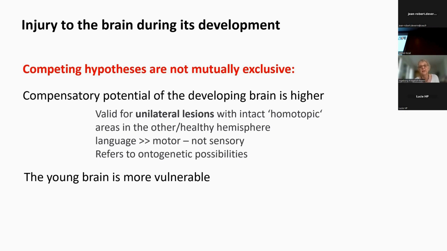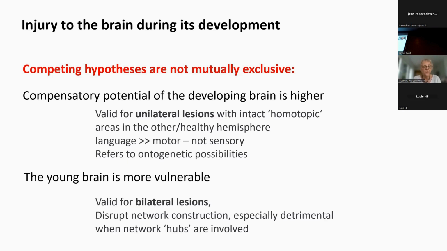It does not refer to sensory because there is no homotopic area in the brain. And I would like to show you that it refers to ontogenetic possibilities. And on the other hand, the young brain is more vulnerable when it concerns bilateral lesions, which are the most severe when they involve network hubs and thus disturb network construction. And I would briefly like to show you that.